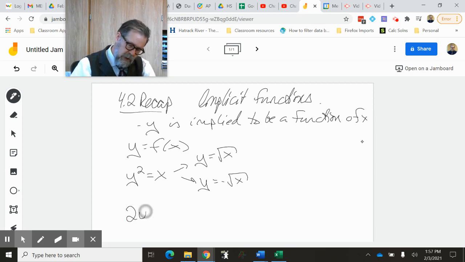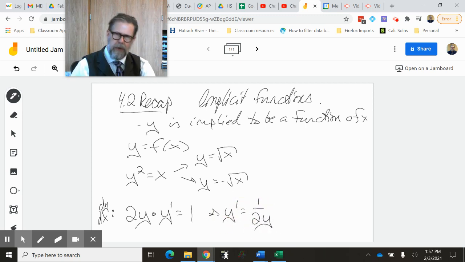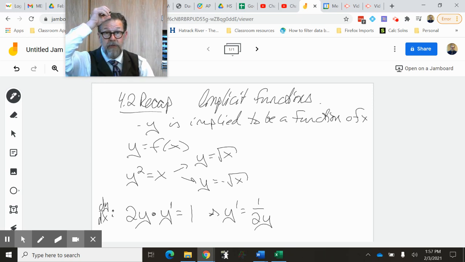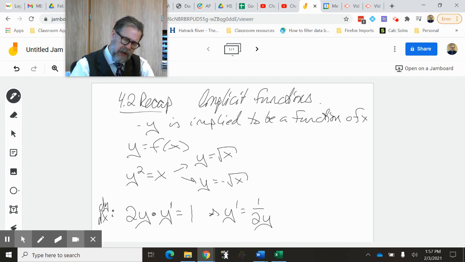The derivative of something squared is 2 times the something to the power of 1 times, chain rule, the derivative of the something equals the derivative of x. So then we can just solve for the derivative, and we get that it's 1 over 2y, and we're just going to stop there because the derivative is in fact a function of y, not a function of x. And we talked in the original video about why that is true.